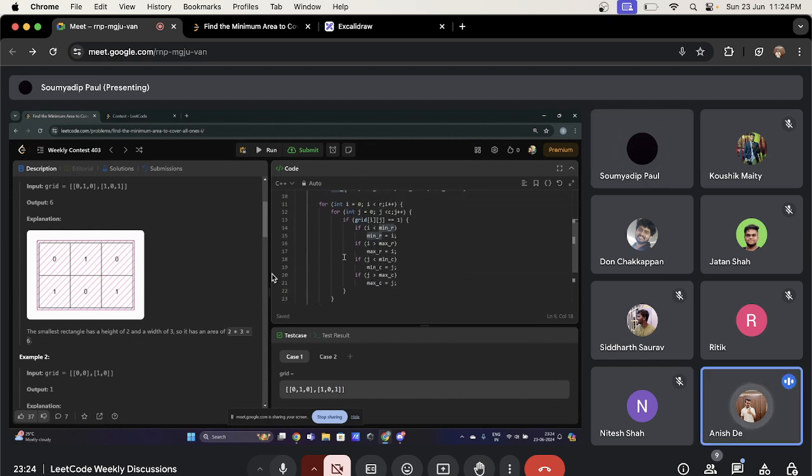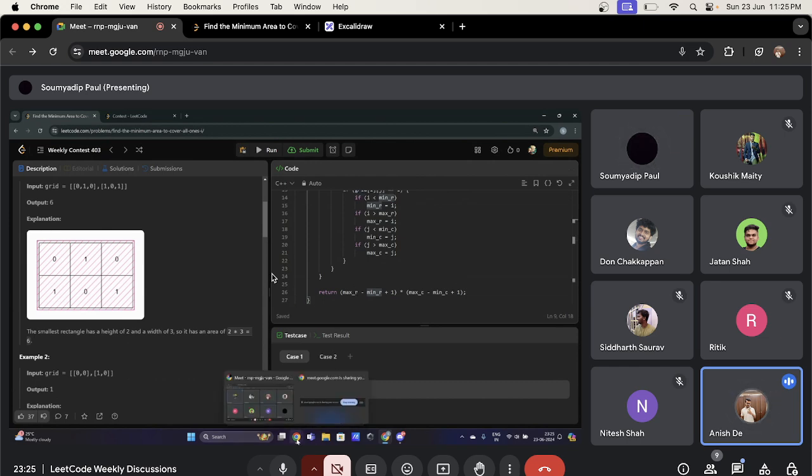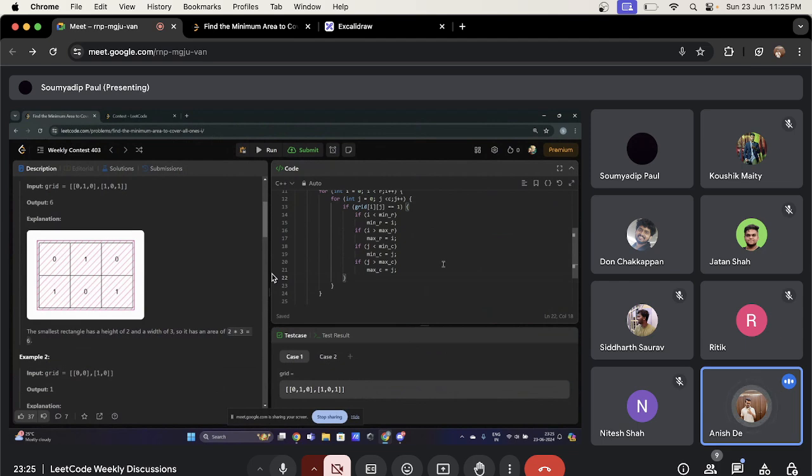Yep, that's very simple. If you have to cover all the ones, you take the minimum row, the minimum column, the maximum column, and the maximum row, and take that area of the rectangle. So you have the four endpoints of the rectangle: the top left and the bottom right corner values with the maximum and minimum boundaries. Then you can take the area. So let's go to the third one.